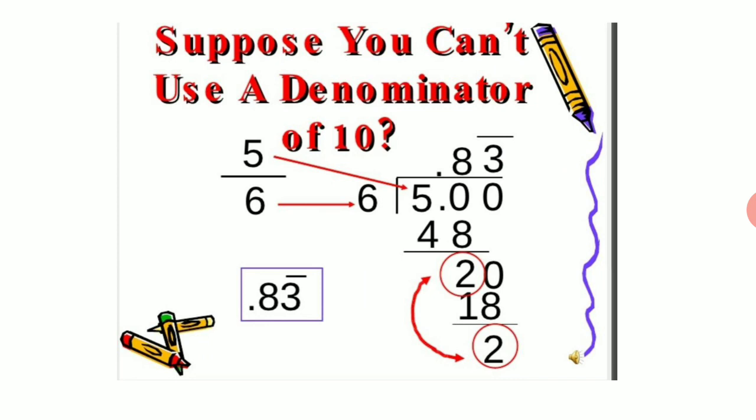Suppose, children, you take a number where we don't have either 10 or 100 or 1000 as the denominator, but some other number, then what do we do in that case? Let us come to know. We have taken a number 5 by 6, where 5 is the numerator which is acting as the dividend and 6 is the denominator which is acting as the divisor.